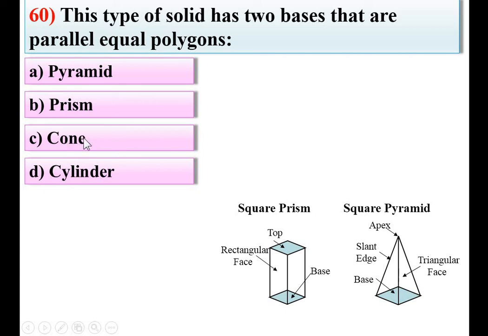Now check it, cone also. So cone having only the base, and that is circular. And over here it is written equal polygons. So cone is not the right answer. Cylinder. So cylinder also having top and bottom, but both are the circles, not the polygons. So looking all these options, only in case of prism, there are 2 equal polygons, these and these. And so that B is the right answer.